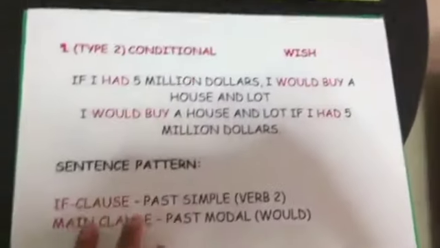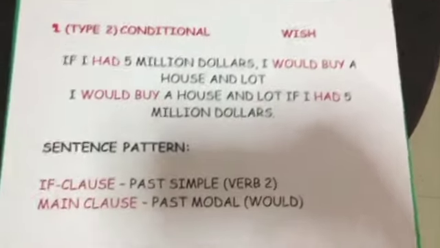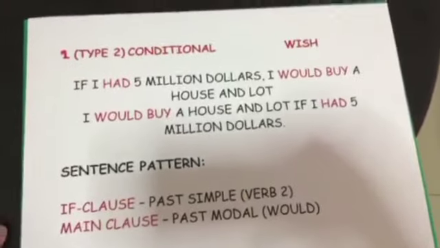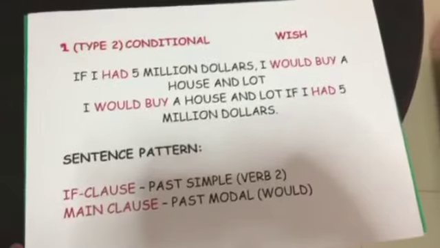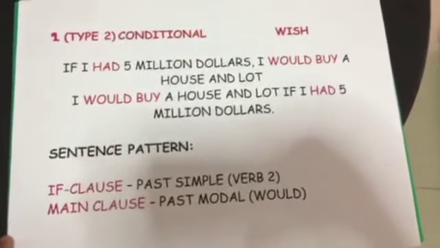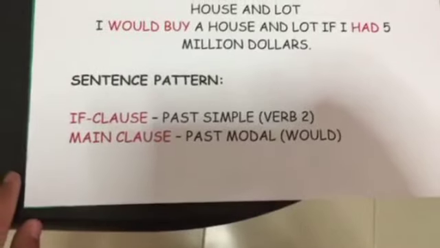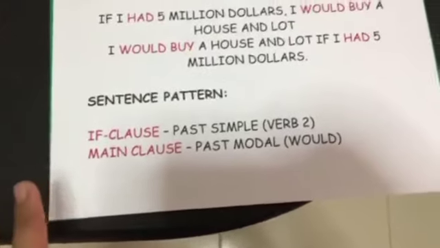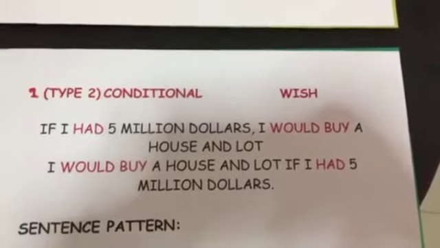After that, we have type 2 conditional, or the second conditional. This time, if you want to talk about past unreal situations, like you want to wish something, but it's not going to happen, or it would not happen, so we are going to use type 2 conditional sentence for that. What is the sentence pattern? If clause is past simple, verb 2, and the main clause are your past modals. You can use would, could, or might. For example, if I had $5 million, I would buy a house and lot.